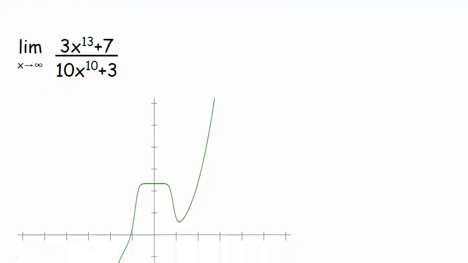It's pretty cool. We've got the limit as x approaches infinity of 3x to the 13th plus 7 over 10x to the 10th plus 3. Now let's take a look at the graph. As we go out, our x value, what's happening to our y value?